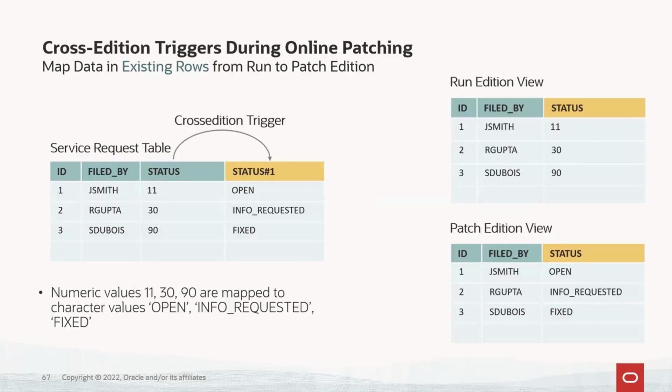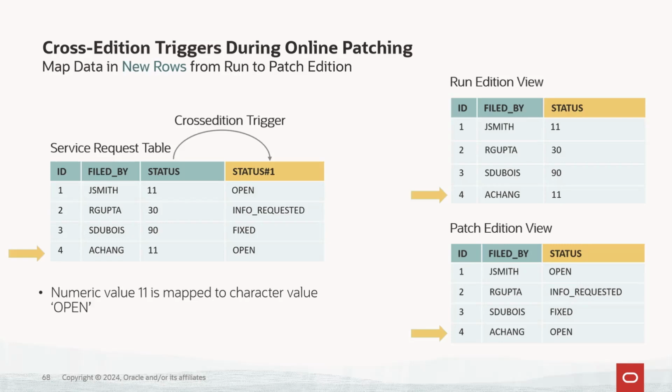Now, what we also need to do is map the data in the existing table rows from the run to the patch edition. So the cross edition trigger is going to change 11 to open, 30 to info requested, 90 to fixed. In other words, remap the numeric to the character mode. And then you'll note there the run edition view is showing status 11, 30, 90, while the patch edition view is already showing the new character values. And indeed, if somebody adds a new row during the course of the patching operation, the cross edition trigger will execute and again remap from status column to the status #1 column.